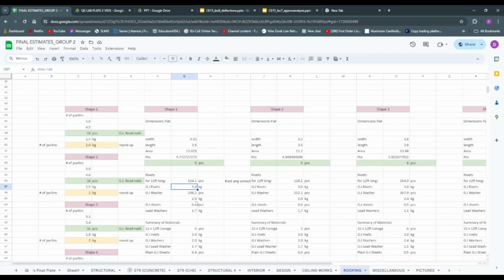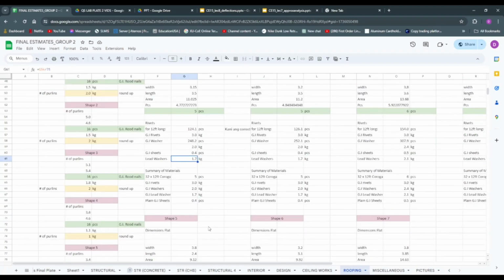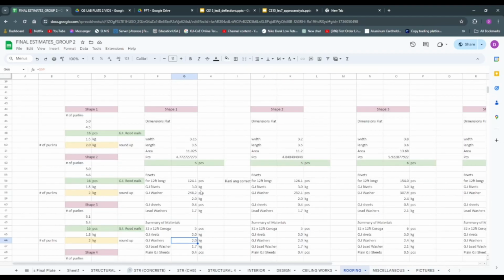And stated here is the summary of materials. That's all. It ends at shape 7. That's all.